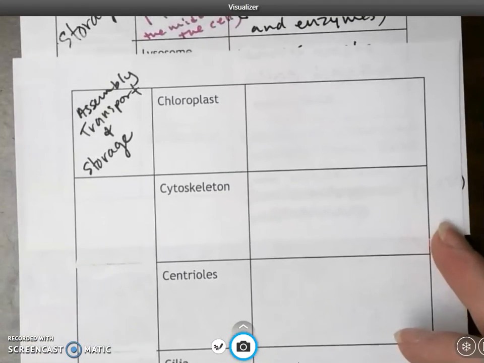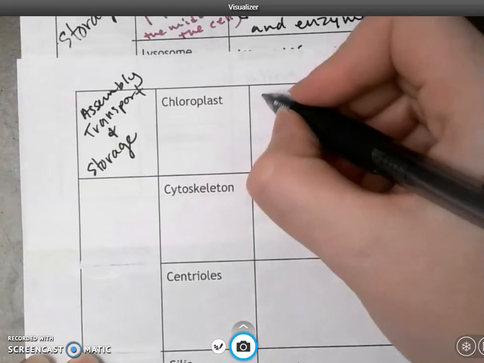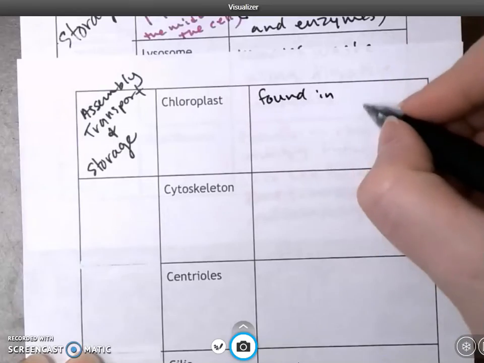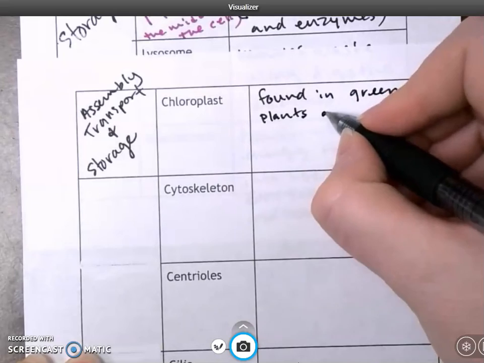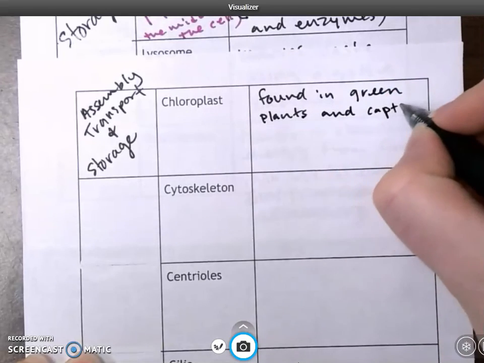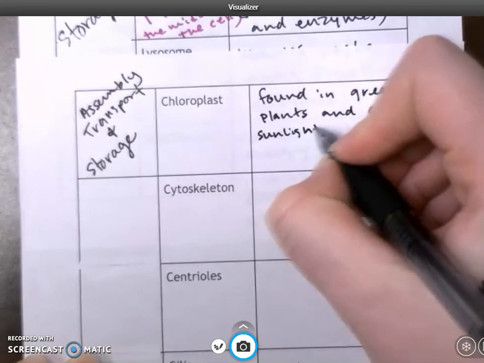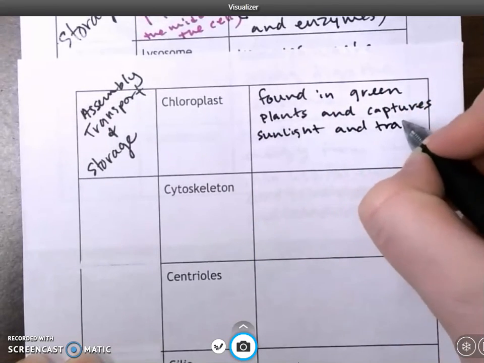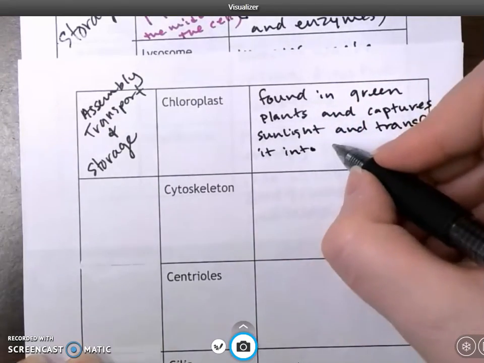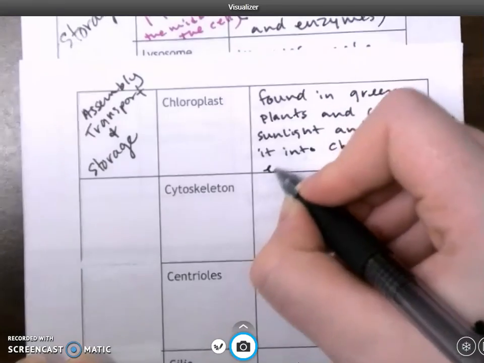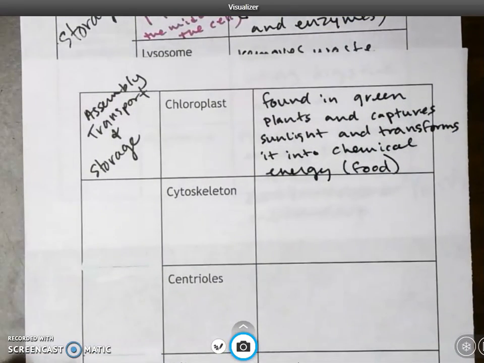Okay, our next organelle is the chloroplast, and it is found in green plants and captures sunlight and transforms it into chemical energy in the form of food. So it makes glucose out of sunlight.